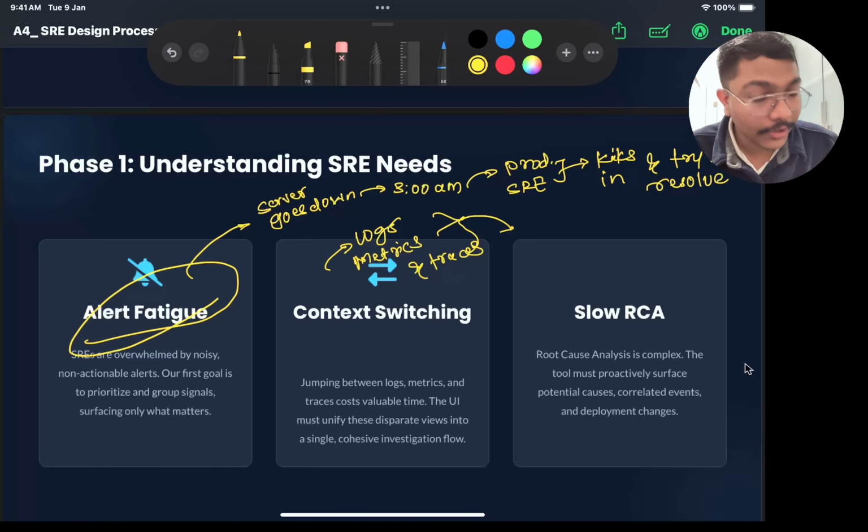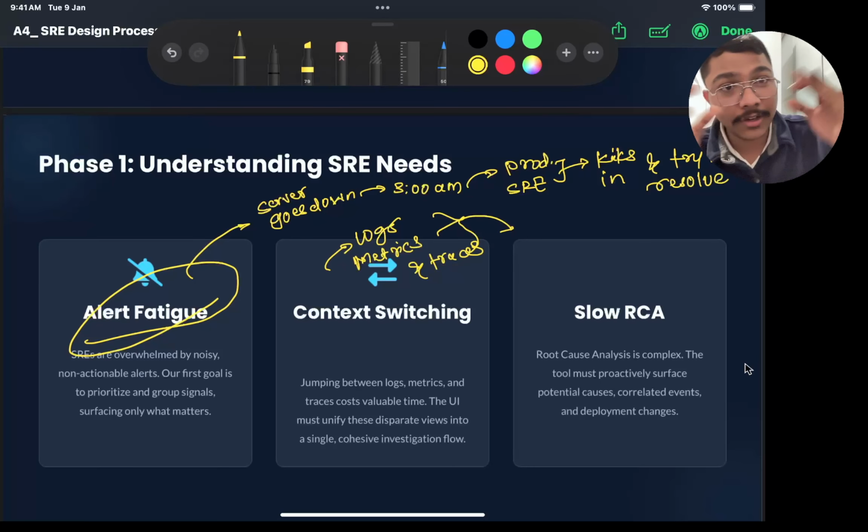That's the whole idea of context switching. What goes wrong, where it goes wrong, and I need to follow the context. That's the whole problem. And the RCA, that is root cause analysis. Okay, my front end goes down because of the heavy traffic, the button was not working, and due to that button not working, the payment went down. That's the whole root cause analysis.